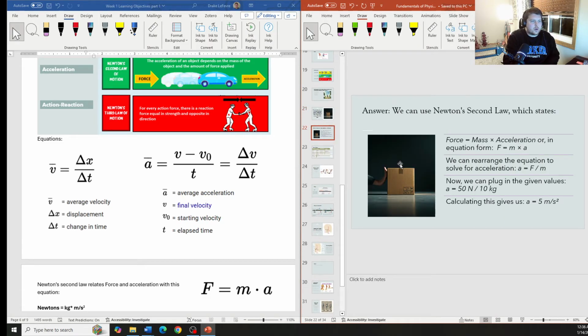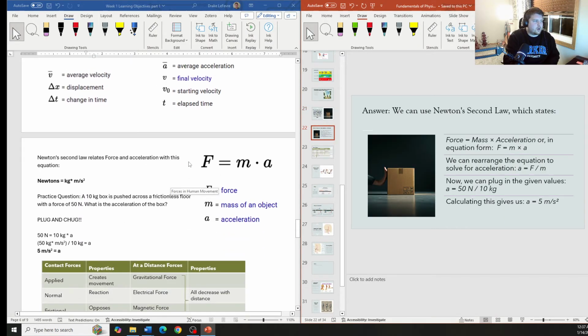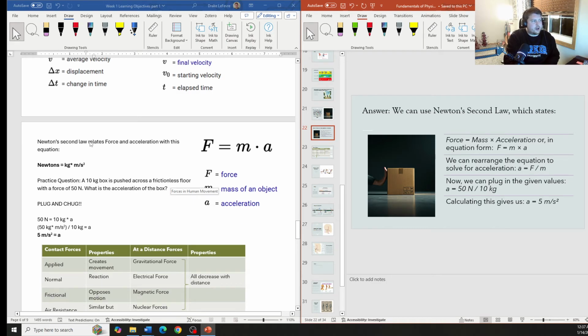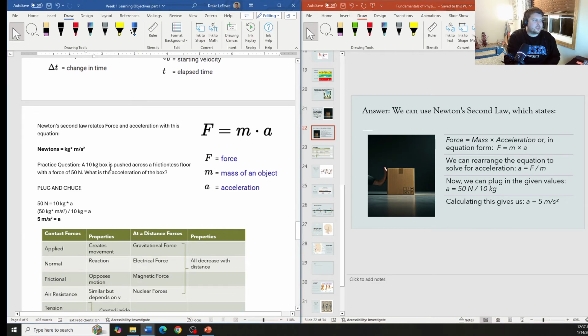Some more practice questions. This is talking about that equation that we looked at. Newton's second law relates force and acceleration. So you can have a couple of questions where they'll give you the mass and the force, or they'll give you the acceleration and they want you to calculate it all. This is just showing the relation between all of these different things. Our acceleration depends on how much force we put into something and how much mass it has.